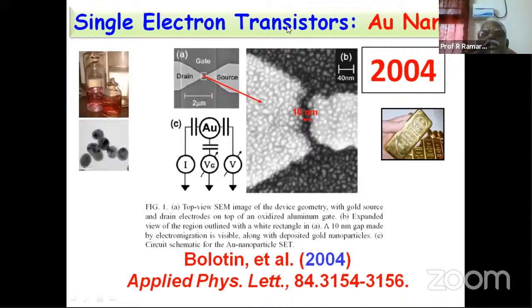All the white spots are gold, and this side white spot is gold. There's a small gap, a typical electronics, of 10 nanometer. Using this, they prepared the transistor here. Each transistor is 50 nanometer, so you can arrange 20 crores of transistors in a single line over 1 meter distance. And the breadth is only 50 nanometer.